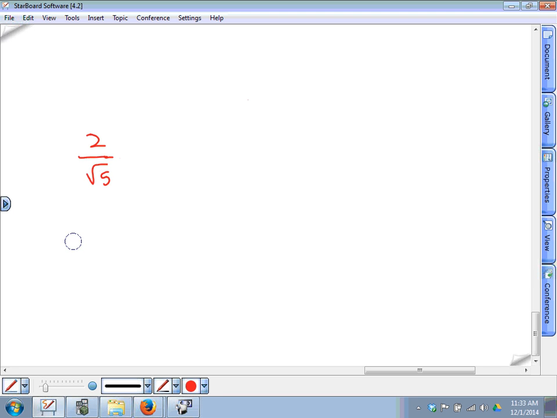What if I had taken 2/3 and squared the top and squared the bottom? What would I have ended up with? 4/9. Is 4/9 numerically equivalent to 2/3? No. They're not the same decimal. 4/9 is not the same as 2/3.